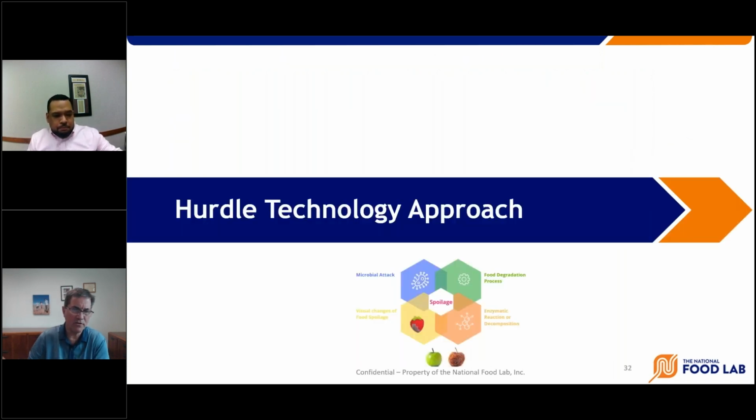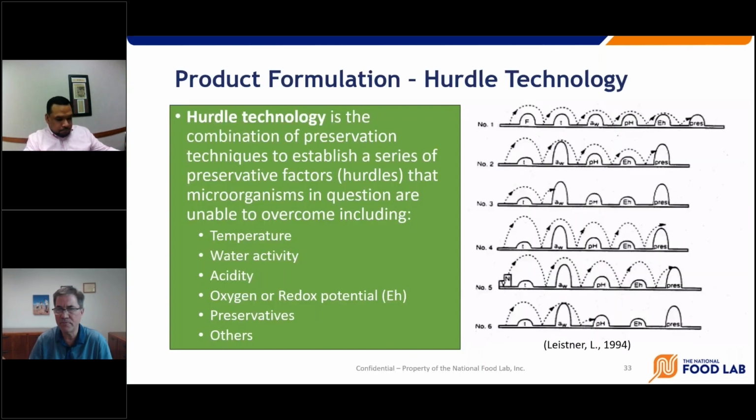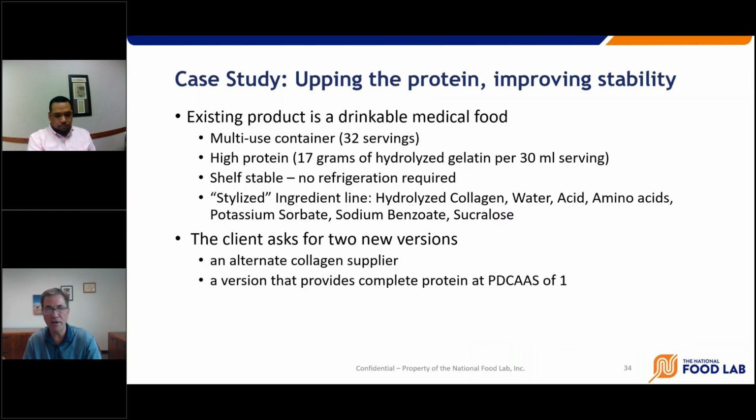So now we'll talk about some combinations and different approaches to control products. Many of you are familiar with hurdle technology, right? It's a combination of preservative techniques that alone may not preserve the product, but in combination make it difficult or impossible for the microorganisms to grow. It can be temperature, processing or storage or freezing. Water activity and acidity we've talked a little bit about, and we'll go into in some more depth and combination. Oxygen, preservatives as Malcolm reviewed, and then some other novel techniques as people find them, right?